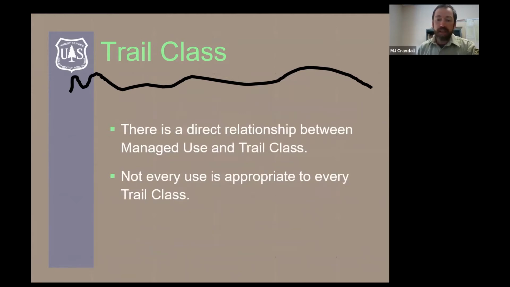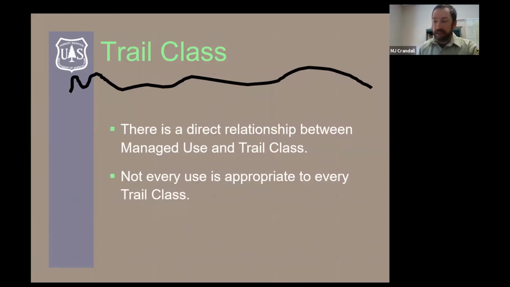So typically there's a direct relationship between the managed use and the trail class. I think that should be pretty clear. If we're managing it for wheelchairs or motorized vehicles, we're going to have maybe a little bit higher trail class, but thinking about what exactly we're trying to achieve is going to drive what our trail class is going to be. And not every use is appropriate for every trail class.